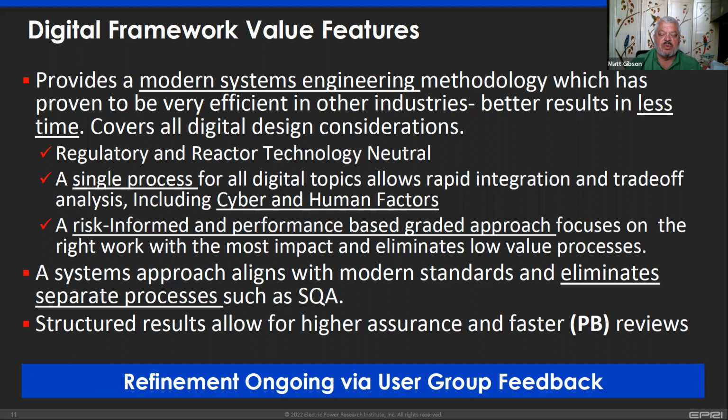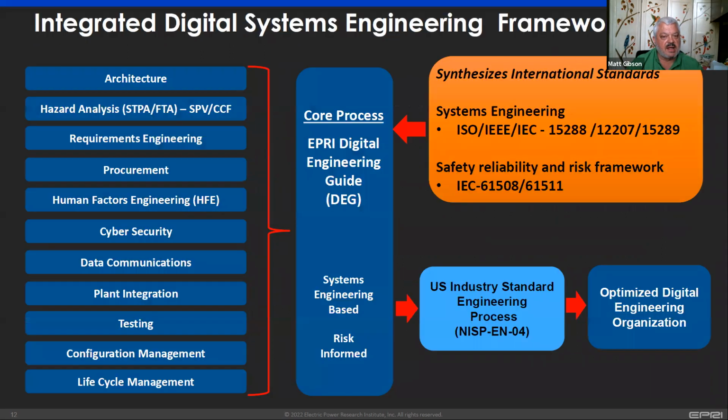I have a little note in here. I put this PB in here. Structured results allow for higher assurance and fast reviews. This is true, provided there's a change in how we approach reviewing performance-based outcomes and how we perceive the information we get as providing high assurance. I'll talk a little bit about that in a bit. This is the integrated framework in a nutshell. You have all the topics that the framework covers.